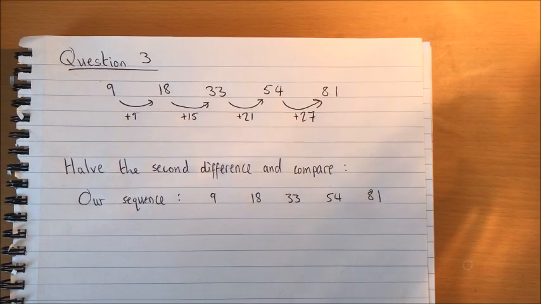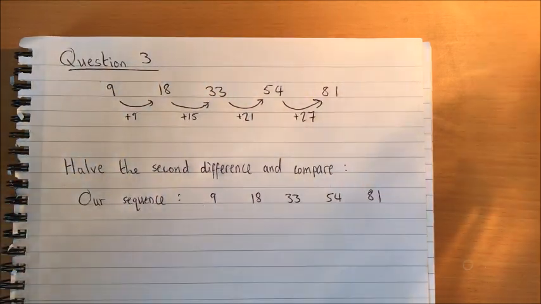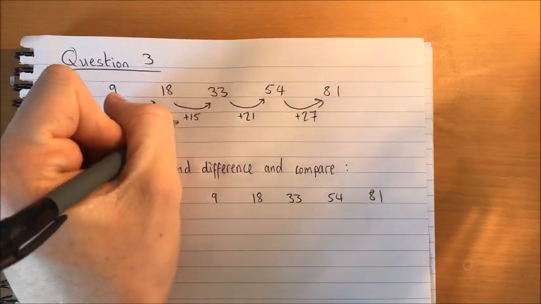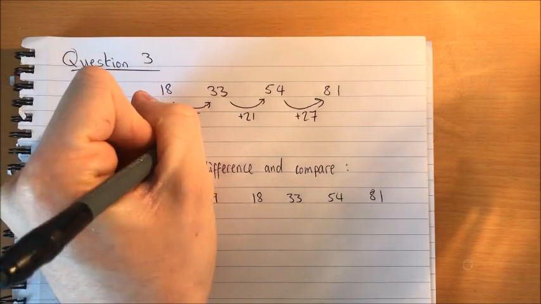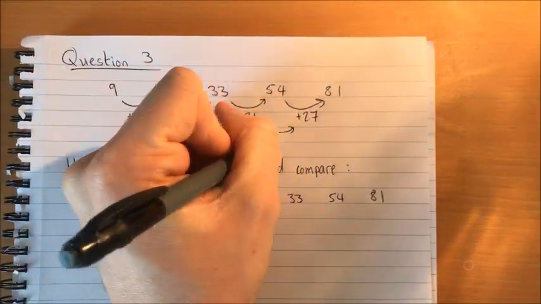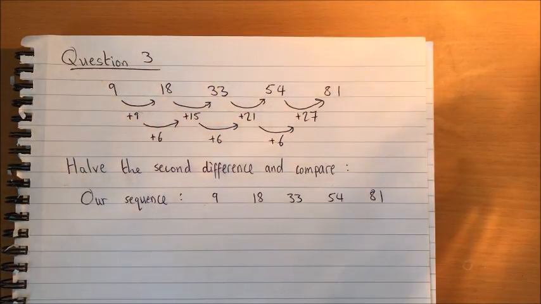Alright, so for question 3, I've started us off, so I've figured out what's happening each time. It's not consistent, so this might be a quadratic sequence. Let's check and see if the second difference is the same. To get from 9 to 15, I add 6. To get from 15 to 21, I also add 6. To get from 21 to 27, I also add 6, which tells me this is a quadratic sequence.